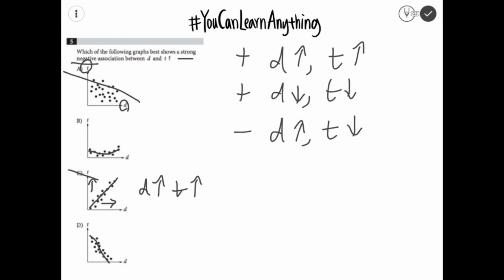So let's eliminate that as well and move on to the end where we have D. In this case, when D increases and the dots start moving to the right, T actually decreases. With D going up and T going down, that is actually a negative association. And so we can get rid of B and select D as our final.